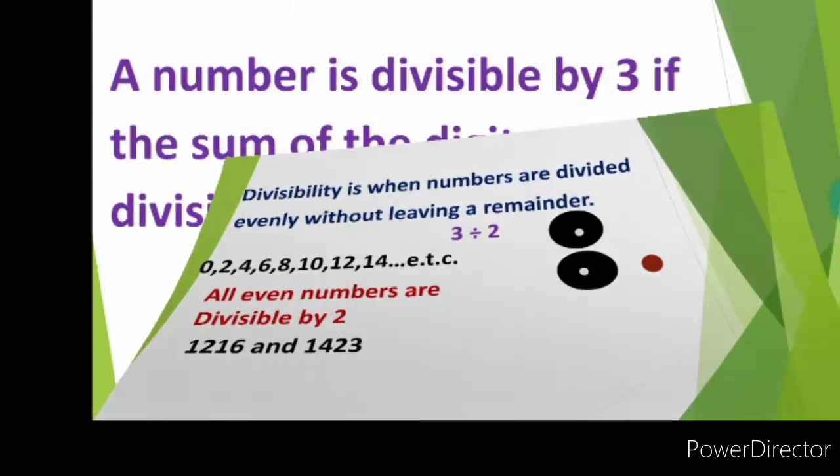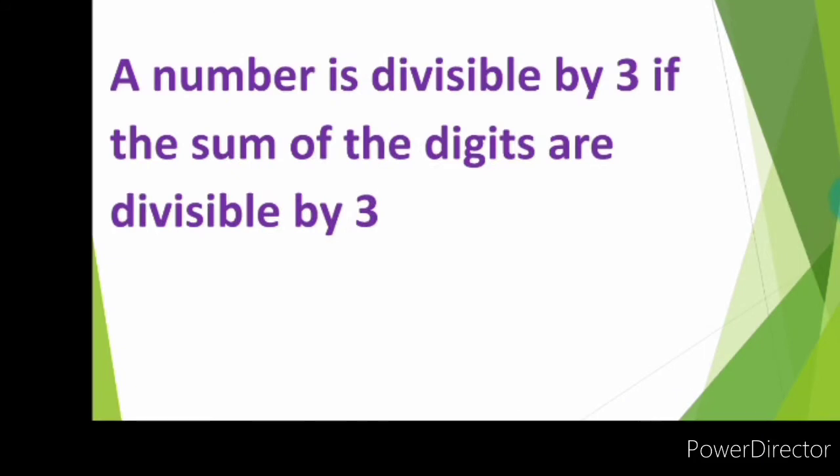Let's look at another rule. A number is divisible by 3 if the sum of the digits is divisible by 3. If you are given a number, and you add the digits together, and the result you get is divisible by 3, it means that that number is divisible by 3.